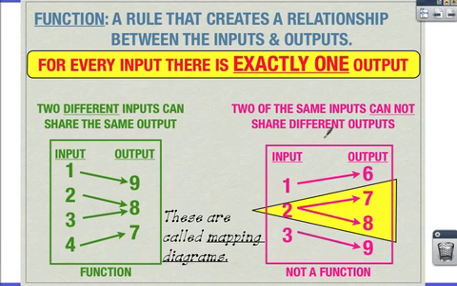However, two of the same inputs cannot share different outputs. So sometimes when I input a 2, if the machine spits out a 7, and then other times if I input a 2 and it spits out an 8, then that is not actually a function. The function machine would be broken. So two of the same inputs cannot share different outputs.